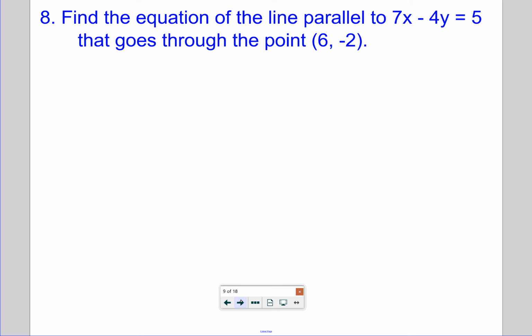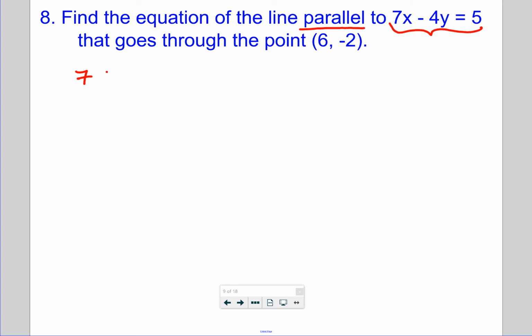Number 8 is one of our line problems. Find the equation of a line parallel to 7x minus 4y equals 5 that goes through the point 6, -2. So what do we know about parallel lines? We know parallel lines have the same slope. If this problem said perpendicular, you would just do an opposite reciprocal slope, so it would have one extra step in it. To start, we need to find the slope of the line we're given.